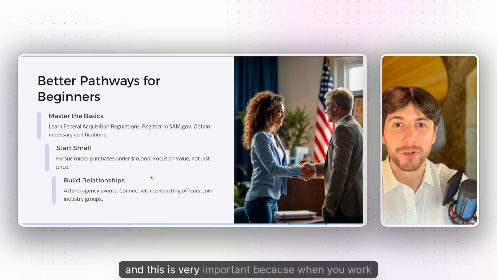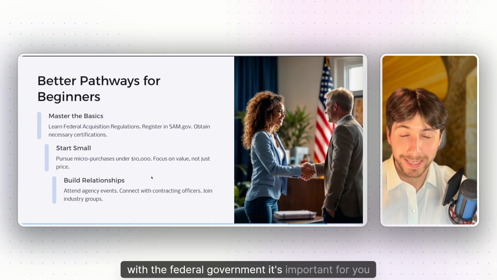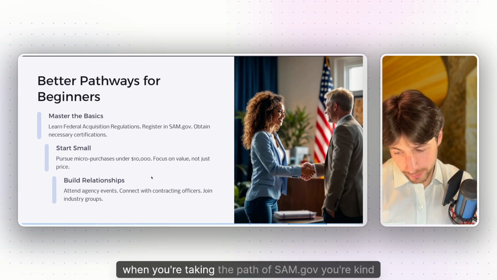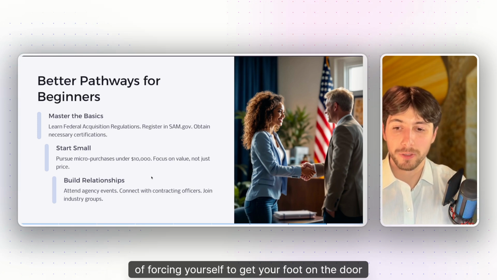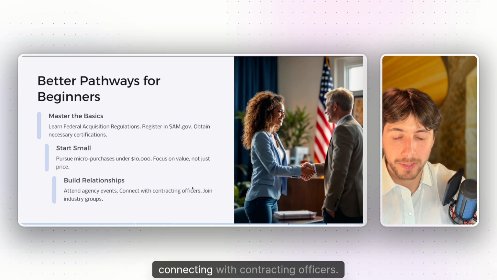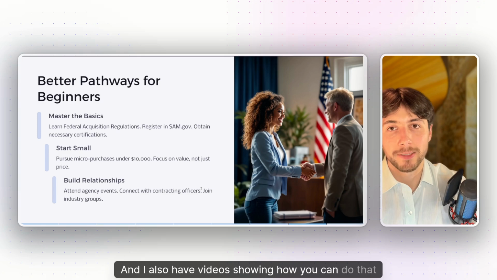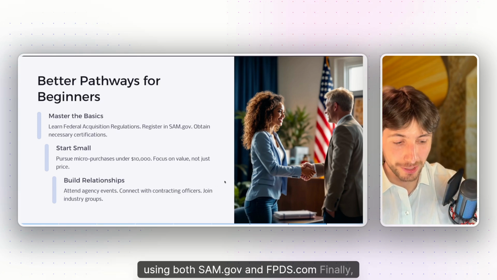So, and this is very important because when you work with the federal government, it's important for you to build relationships. And when you're taking the path of SAM.gov, you're kind of forcing yourself to get your foot in the door and build relationships by attending agency events, connecting with contracting officers. And I also have videos showing how you can do that using both SAM.gov and FPDS.gov.